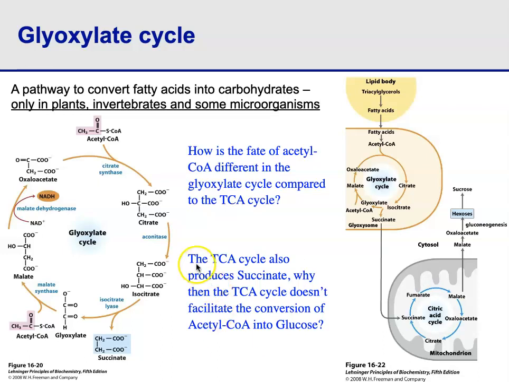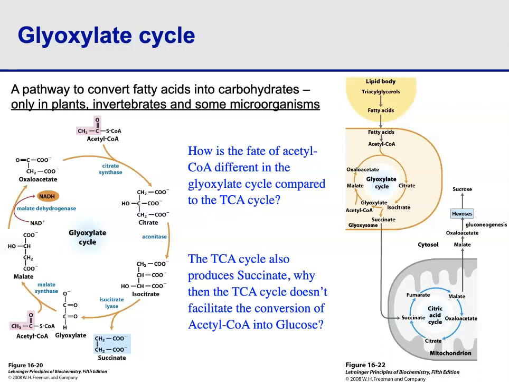Alright, so the TCA cycle also produces succinate. Remember, that's part of the TCA cycle. Then why doesn't the TCA cycle facilitate the conversion of acetyl-CoA into glucose? And I haven't told you that yet, but you cannot make glucose from acetyl-CoA in mammalian cells. You cannot, even though acetyl-CoA can be converted to succinate, and we can see from here, obviously, that succinate can be converted, and normally it is, even in the human body, to oxaloacetate and glucose. Then why doesn't the citric acid cycle do that?